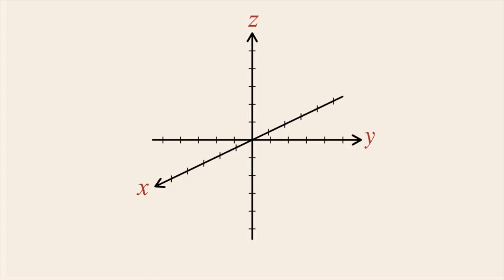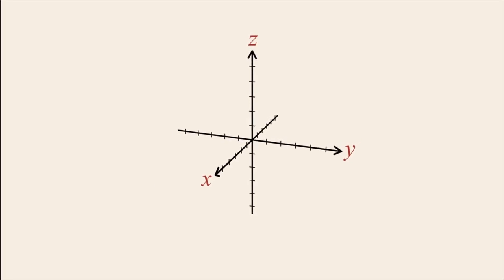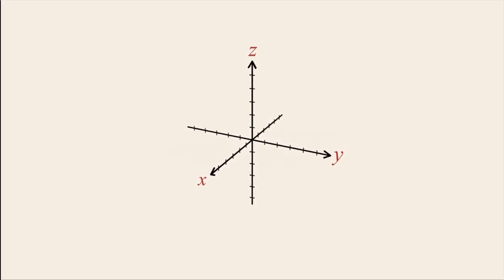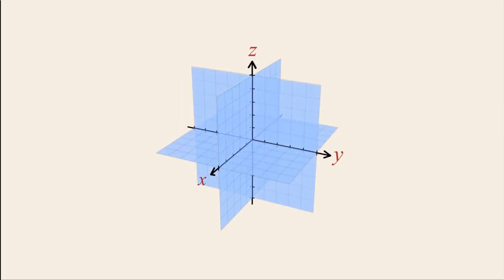However, the typical orientation is with positive x pointing out, positive y pointing to the right, and positive z pointing up. In three dimensions, just as in two dimensions, the infinite plane containing the x and y axes is called the xy plane. Likewise, the y and z axes create the yz plane, and the x and z axes create the xz plane. These three planes divide the Cartesian space into 8 regions called octants. The octants are numbered 1 through 8 and are typically labeled using Roman numerals.